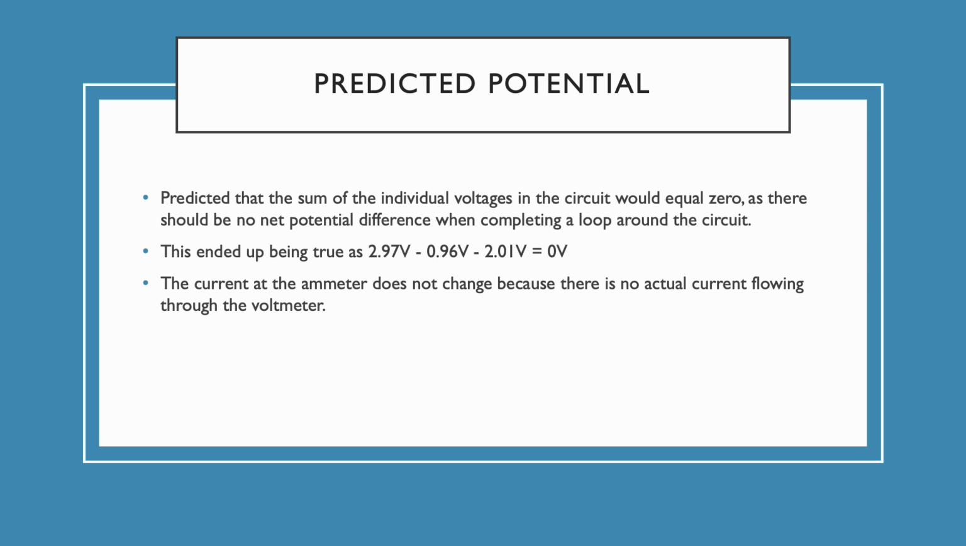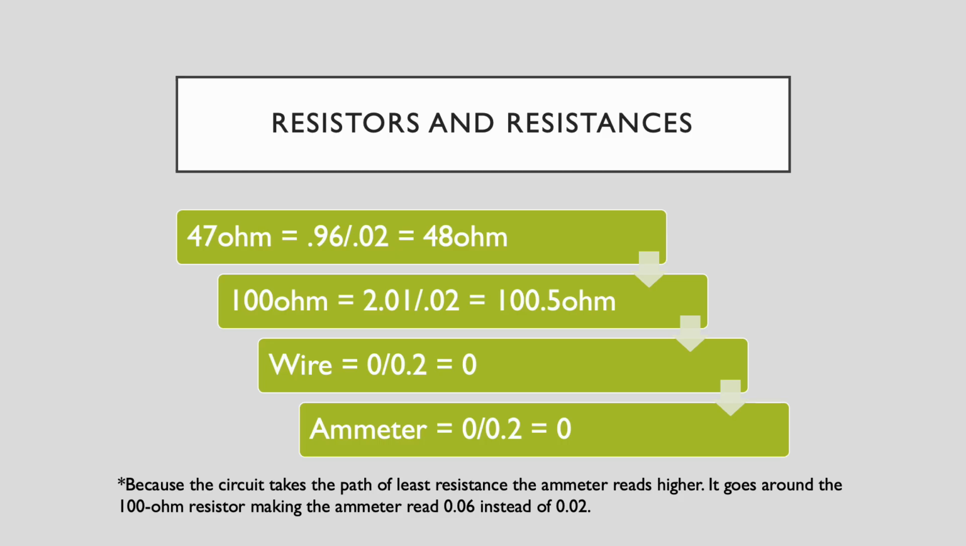And then the predicted potential. The predicted is that the sum of the voltages within the circuit equals 0, because there should be no potential difference when completing a loop around the circuit. And this ends up being true, and this is displayed with the sum of the voltages within the circuit, and they equal 0. And the current within the ammeter does not change because there's no current flowing through the voltmeter, because it's an open circuit.